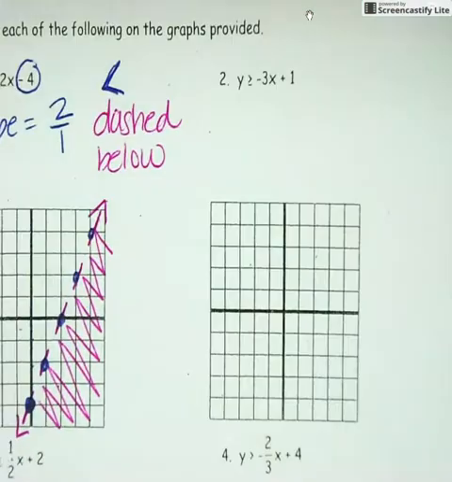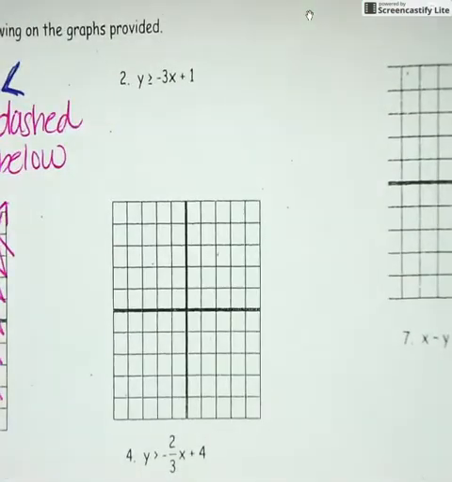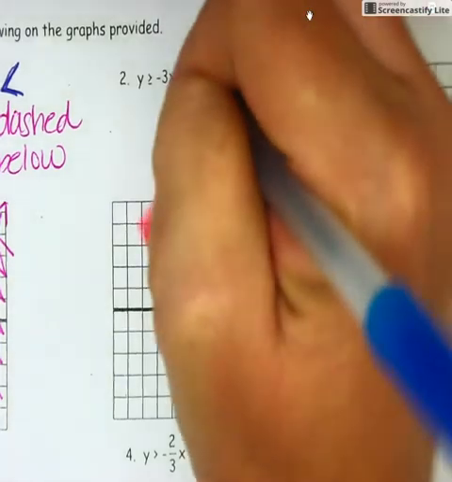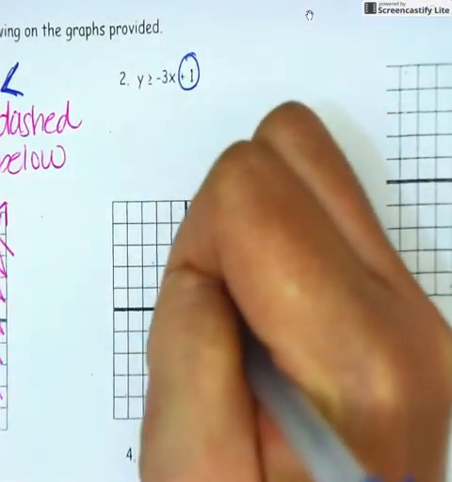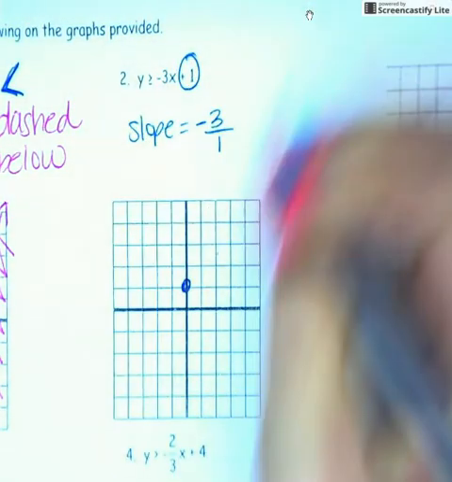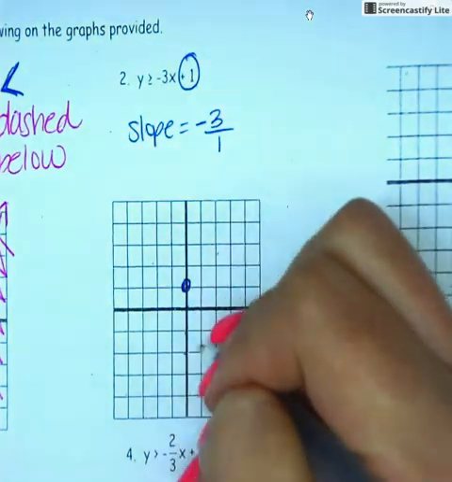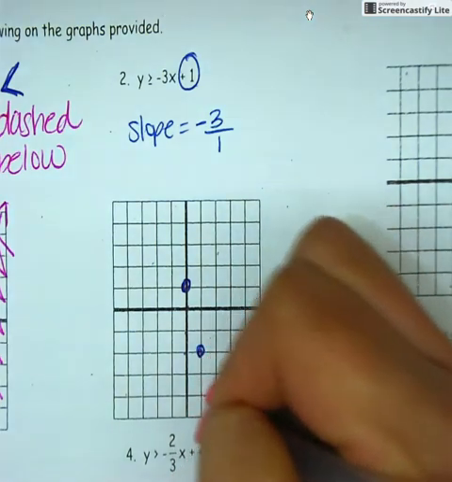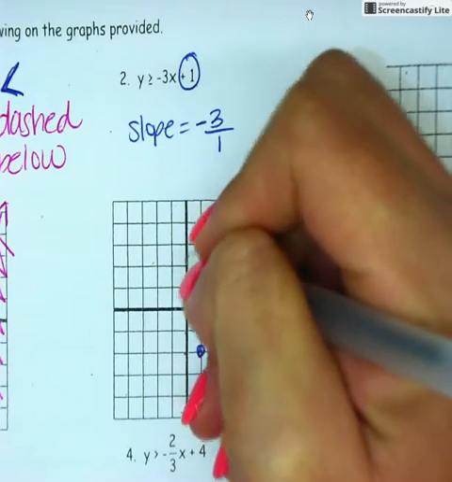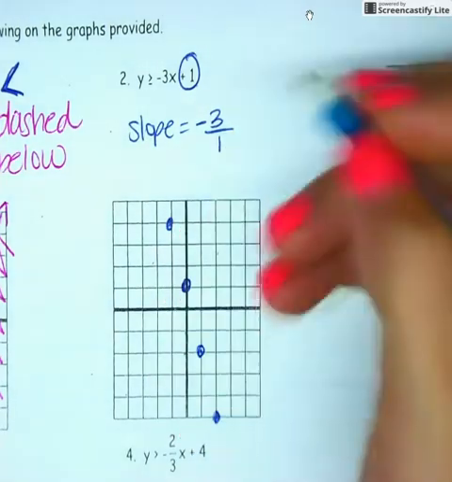All right, problem number 2. It is also already in the proper form, so that makes it a little bit easier. So we're going to start at our y-intercept, which is positive 1, and our slope is negative 3 over 1, which means I'm going to fall 3 and still run in the right direction. Okay, remember, I can go both ways. If I don't fall and I rise, I need to go the opposite direction for my run.